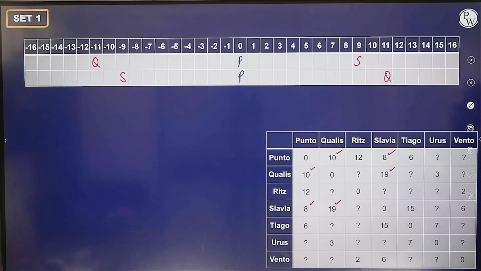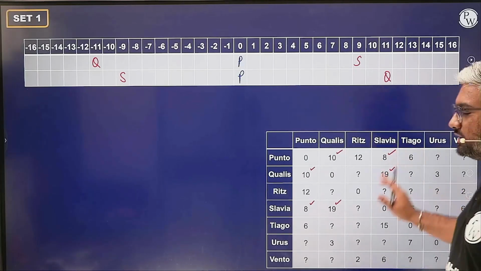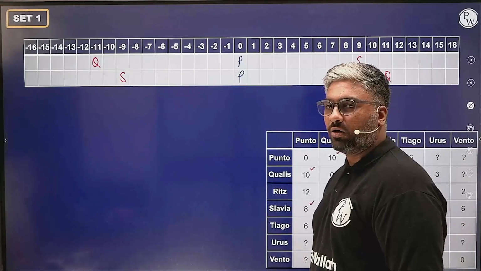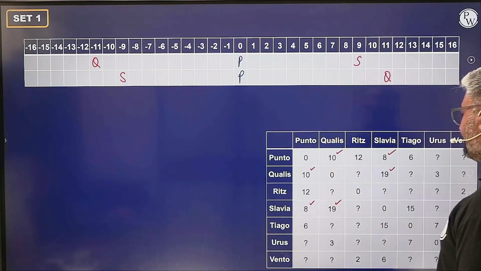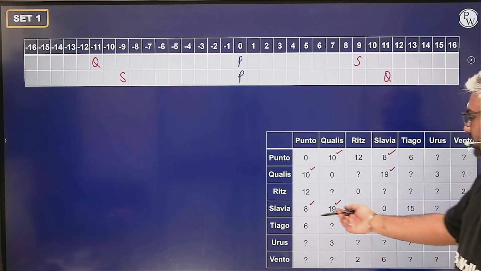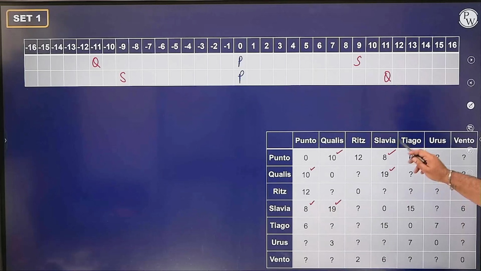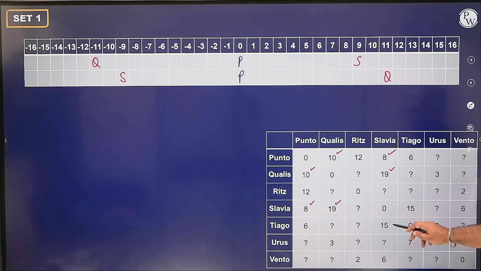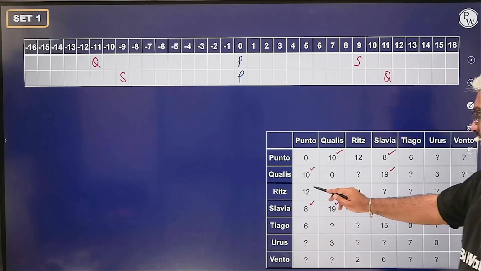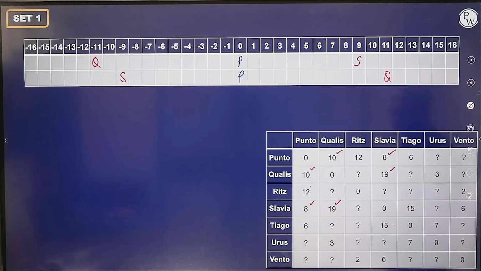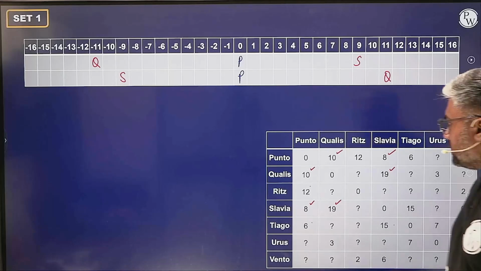Okay, that makes it easy for us to know whether we are done with that particular car or that particular data or not. Now next, I think we can place Tiago as well, because with Slavia we also have Tiago's placement. With Slavia we do not have Ritz placement. That's why we've skipped Ritz now. Ritz we are not going to do now. Let's deal with Tiago.